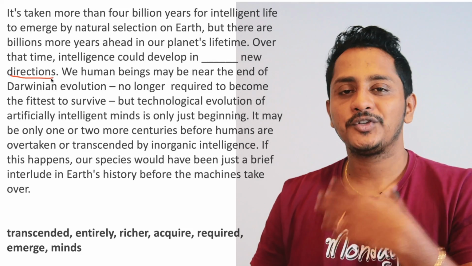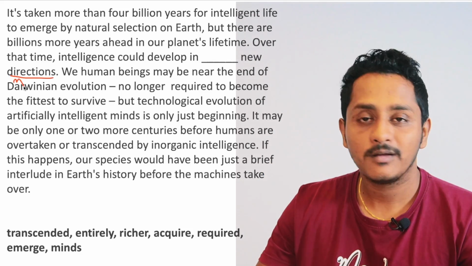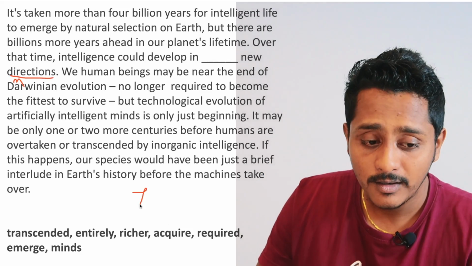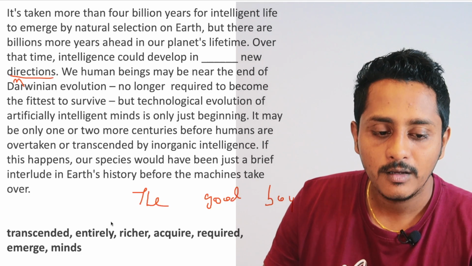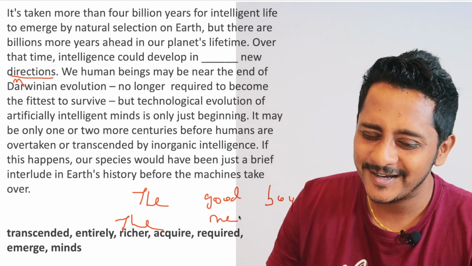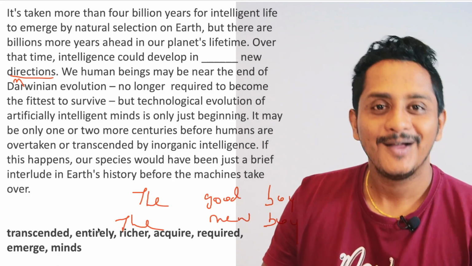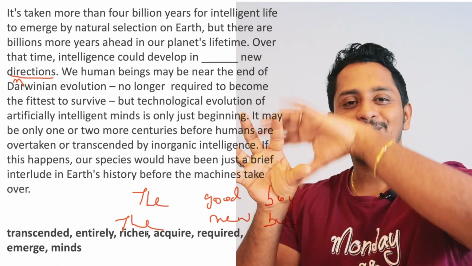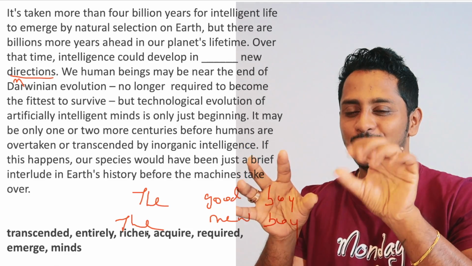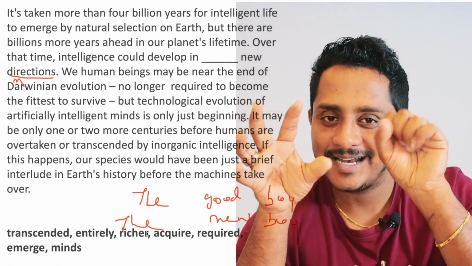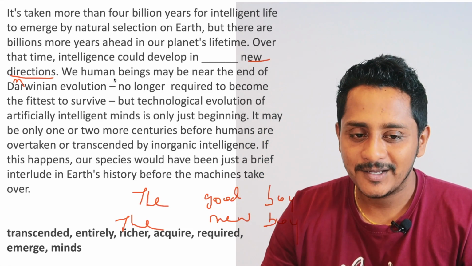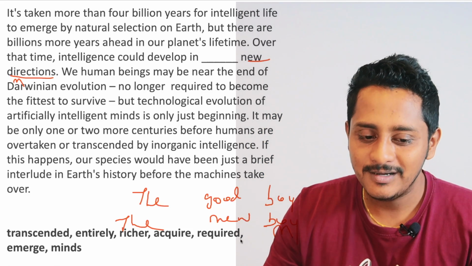Directions. The direction, the boy, noun. The good direction, the good boy. The good boy. Pay more attention, it's very easy, new boy. Boy is a noun. Before a noun, adjective appears called new. Direction is a noun. Before noun, there is an adjective. So new is an adjective. This is a noun. So it's noun, adjective.